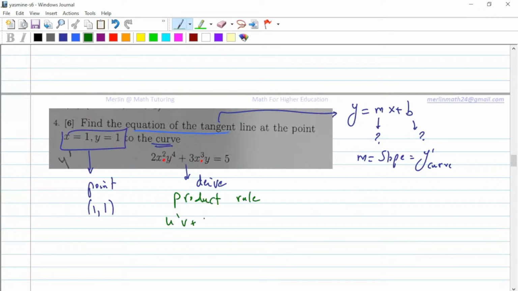u prime v plus v prime u in each. So this should be either the u or that is a u. It's up to you, I mean, whether you want to include the 2 or not. So let's say this is my u. That is my v. Okay, so it's going to be 4x times y to the 4, plus 4y cubed times 2x squared.